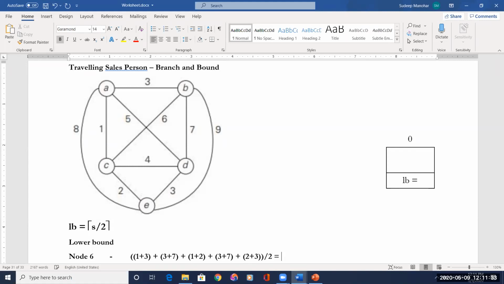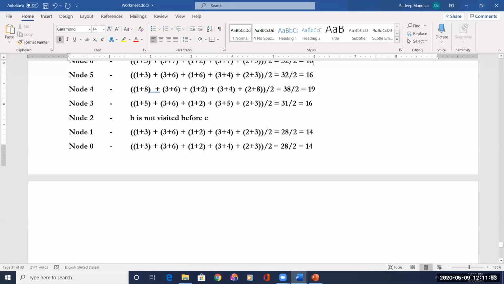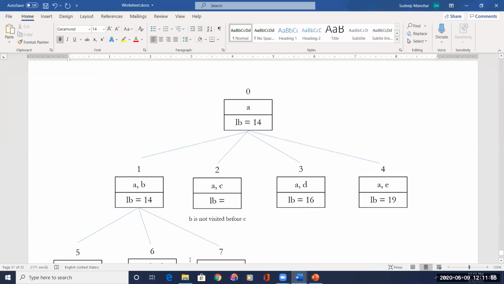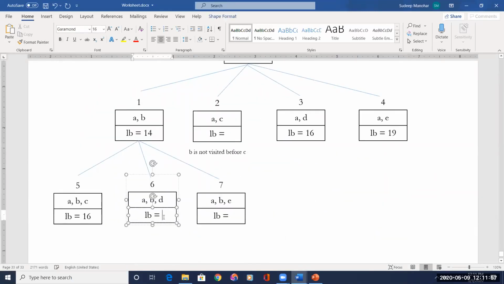Divided by 2. 4, 14, 17, 27, 32. 32 by 2. So even this you will get, for this you will get 16. So node number 5 is also 16. Node number 6 is also 16.